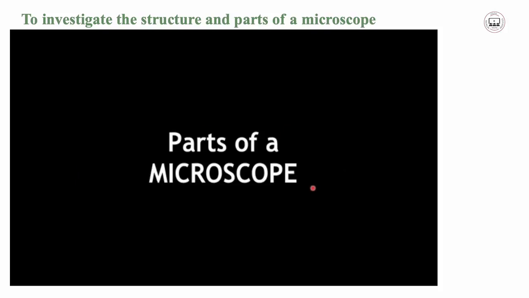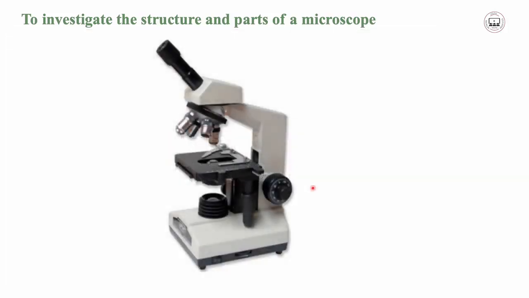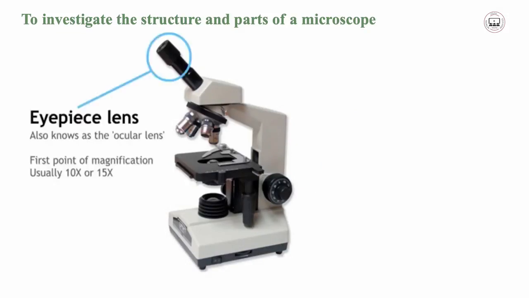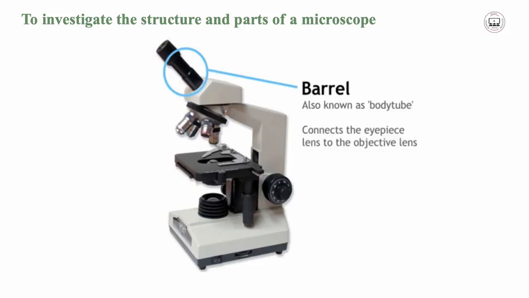This presentation outlines the main parts of a compound light microscope. It also briefly describes the functions of these parts. So, let's begin. The eyepiece lens. It's also known as the ocular lens, and it is the first point of magnification with a 10 times or 15 times magnification. The barrel. It is also known as the body tube. The barrel connects the eyepiece lens to the objective lens, which we'll look at in a minute.